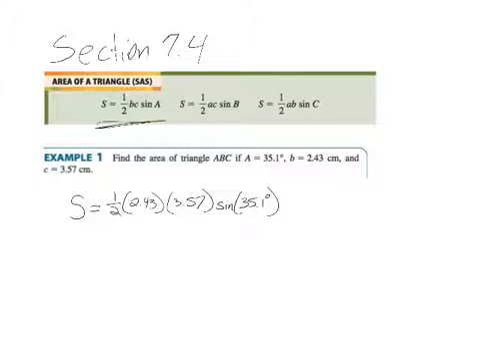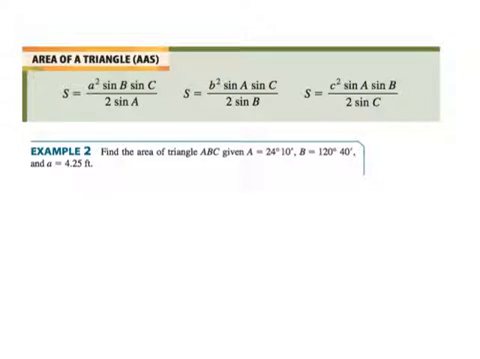We've got 1/2 times, actually let me start with the angle measure there, 35.1, and we're doing the sine of that, times 1/2 times 2.43 times 3.57, and I get an area there of 2, let's see, what should I round to? We've got 3 significant digits, so 2.49, and this is area, so it's in centimeters squared. Okay, so that gives me the area for that one.